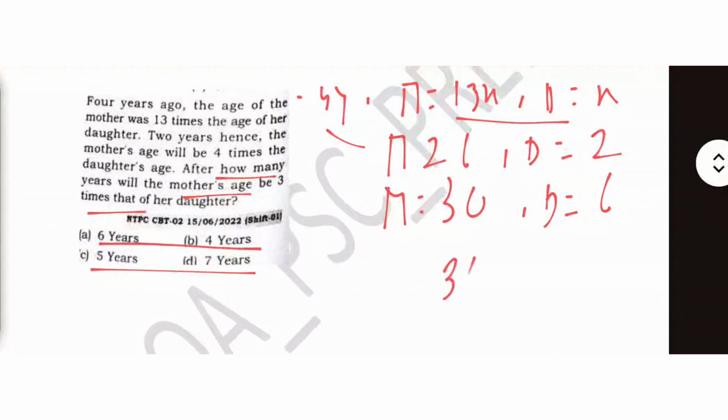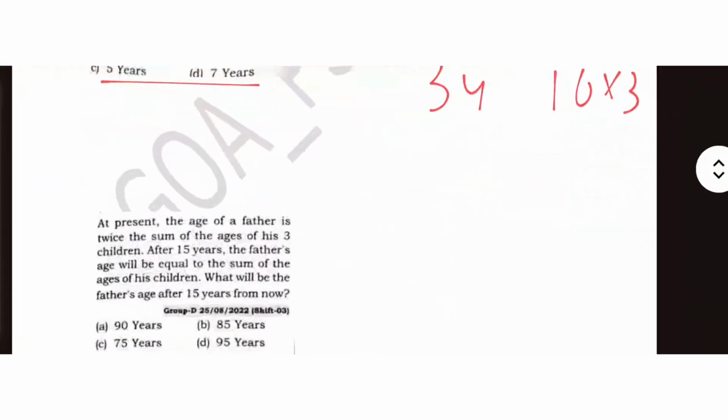30 plus 6, and daughter's age becomes 6 plus 6, 12. So 36 is nothing but 3 times daughter. This is satisfying. So your option A is the correct answer, but other options will not satisfy. Okay, you can just try all these options. If we do 30 plus 4, it becomes 34 and this becomes 10. Is it satisfying 3 times? No, right? So the only option that satisfies is option A.